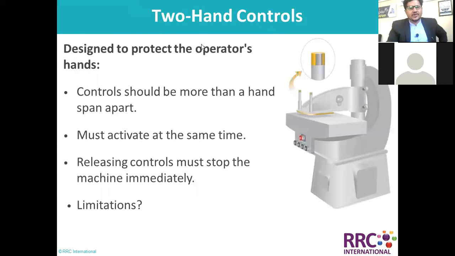Now, two hand controls are designed to protect the operator's hands. Controls should be more than a hand span apart and must be activated at the same time. And releasing the controls must stop the machine immediately, and there are, of course, some limitations for sure.